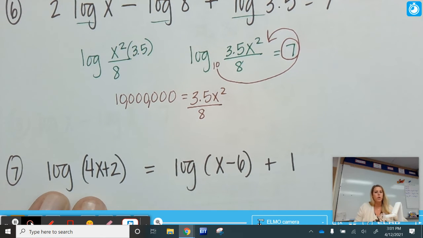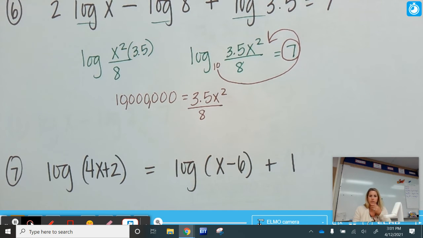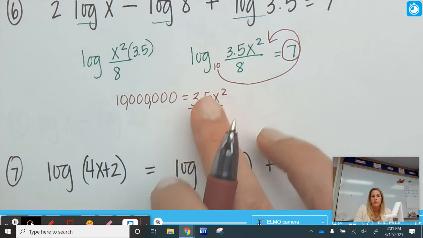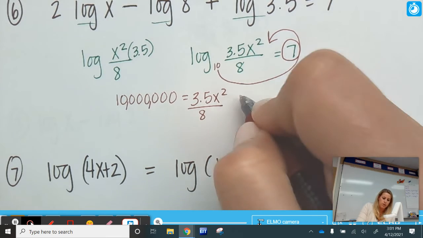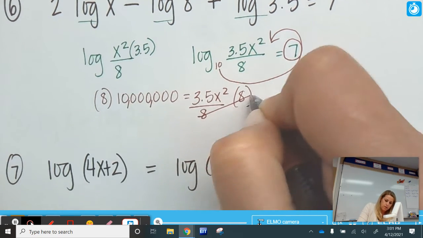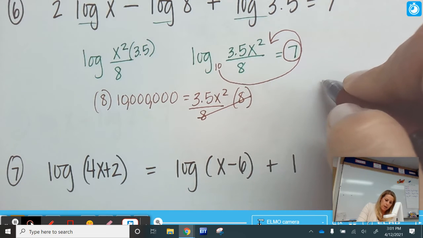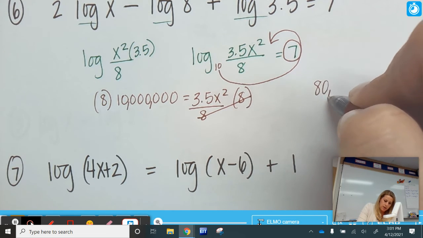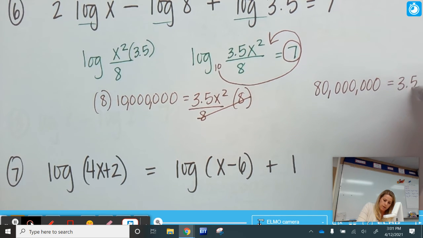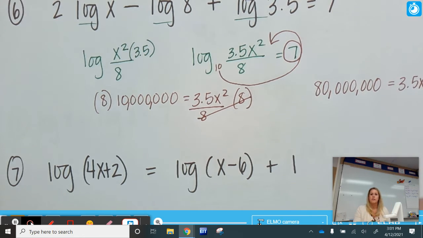All right, so we're going to work one at a time on what we're going to do. So this is 3.5 times x squared divided by 8. So let's get rid of our 8 first. We divided by 8, so we're going to do the inverse, which means we're going to multiply by 8 to get rid of it. And now we're going to get 80. And then 1, 2, 3, 4, 5, 6 equals 3.5x squared.